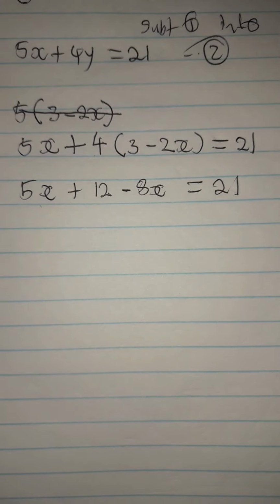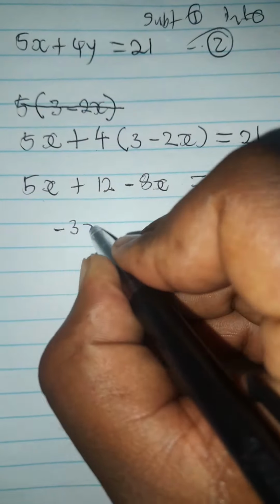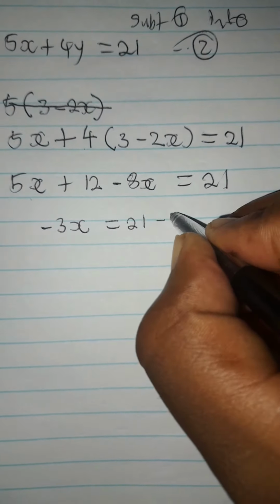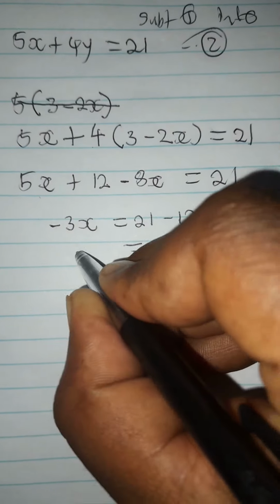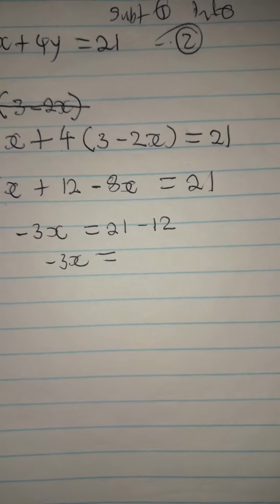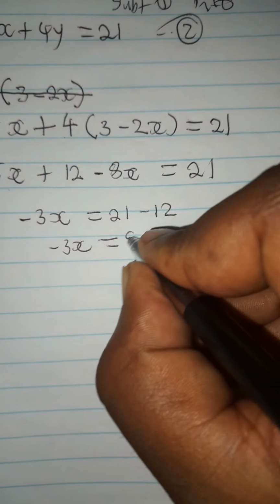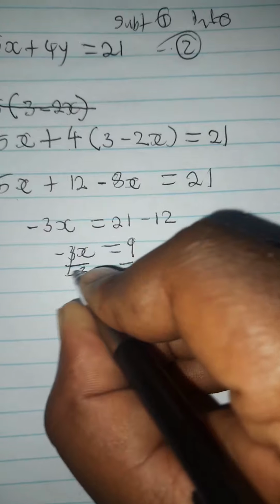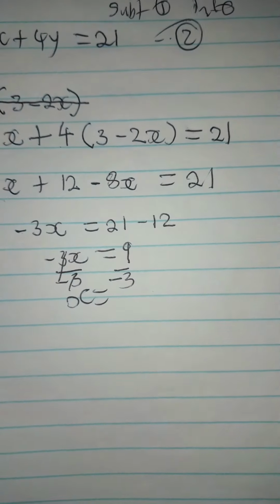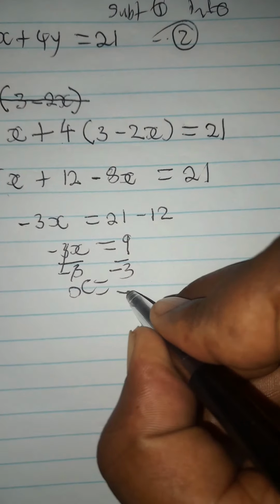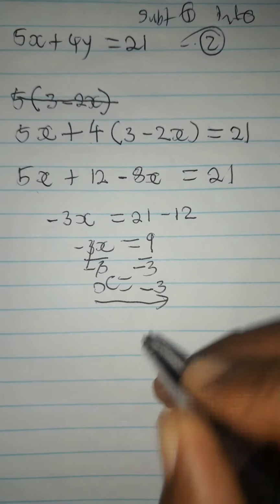5 minus 8, that will be minus 3. Minus 3x. Then we can transpose the 12, that will be 21 minus 12. Then we have negative 3x there. What is 21 minus 12? Definitely that will be 9. How many times does 3 go into 9? It goes 3 times. 9 divided by 3, that's 3 times. So it will be minus x is equals to negative 3.